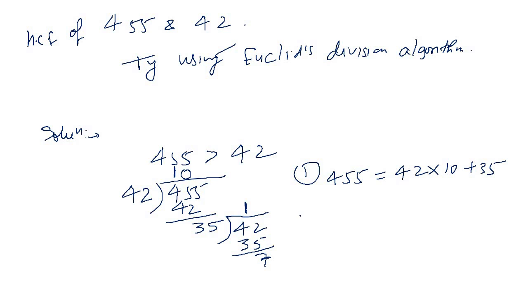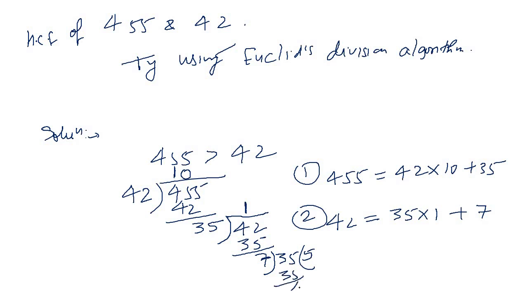In the second step, 7 is the remainder and 1 is the quotient. Again we apply this lemma: 42 equals 35 into 1 plus 7. Again we make this remainder the divisor and this divisor the dividend. Then you get remainder 0. Now in the third step we write 7 into 5 plus 0.